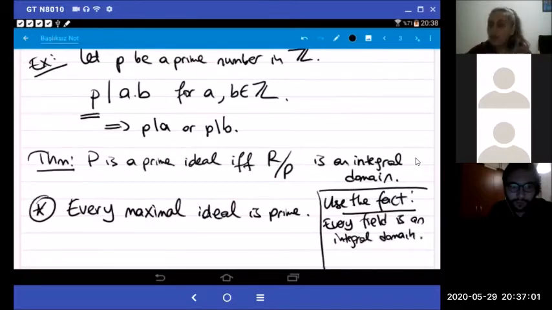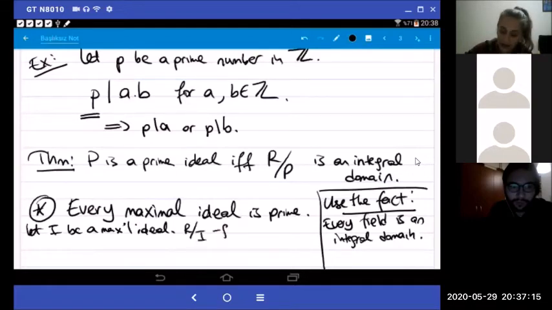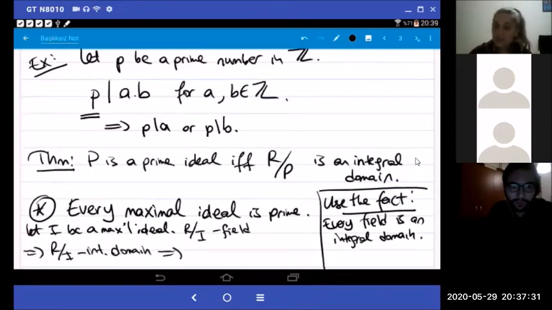Just using this in the theorem, now let I be a maximal ideal. Since I is a maximal ideal, we know that R over I is a field. And we know that every field is an integral domain, so R over I is an integral domain. And this means that by using the last theorem that we stated, since the quotient is an integral domain, I is a prime ideal.